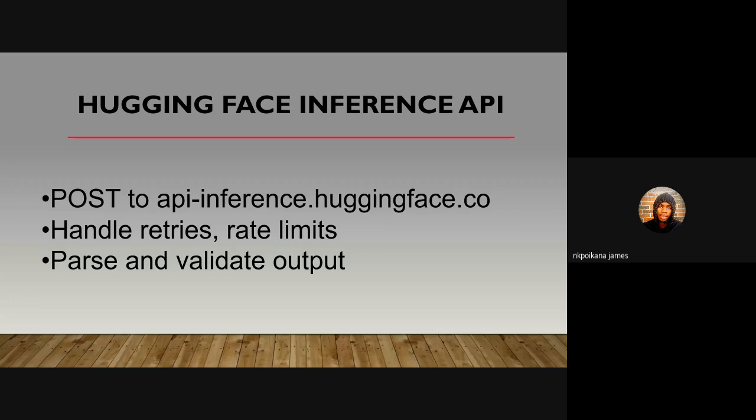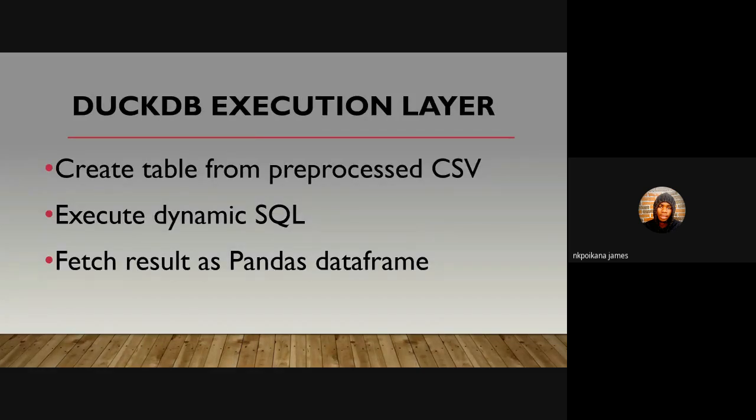And then we'll be using the Hugging Face inference API. Now, with the Hugging Face inference API, we go to Hugging Face, we go to their platform, and then we go to their API, generate an API key, which we'll be using to pass and validate our outputs. And then we also look at how to handle the retries, the rate limit, etc.